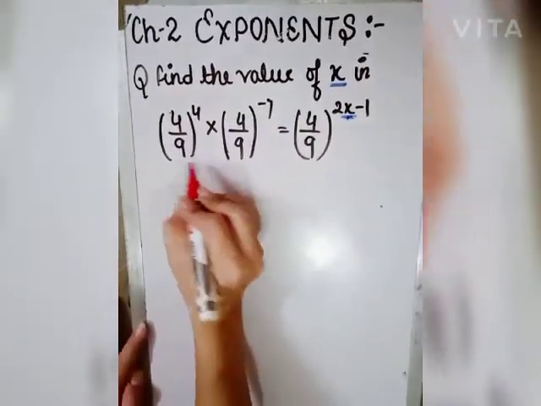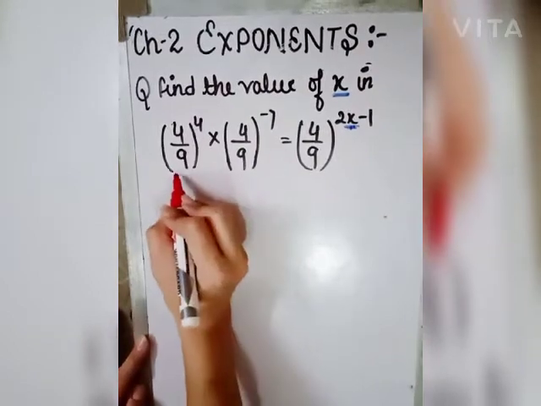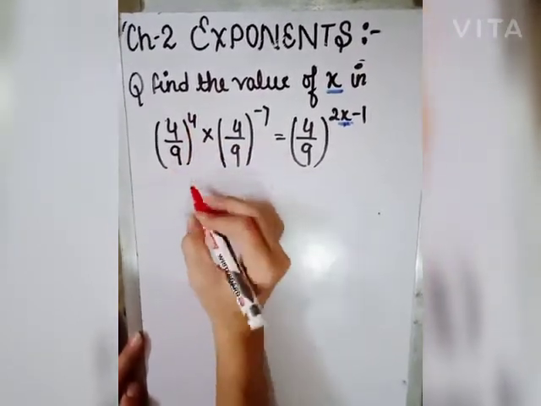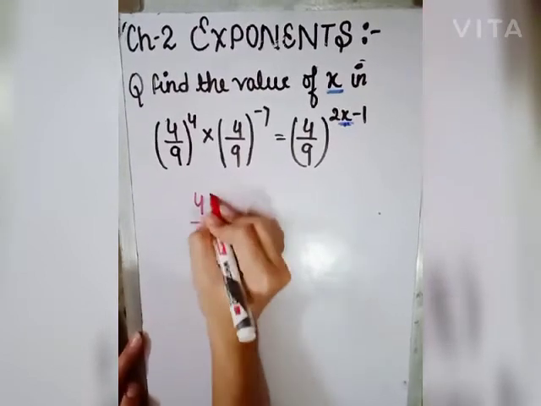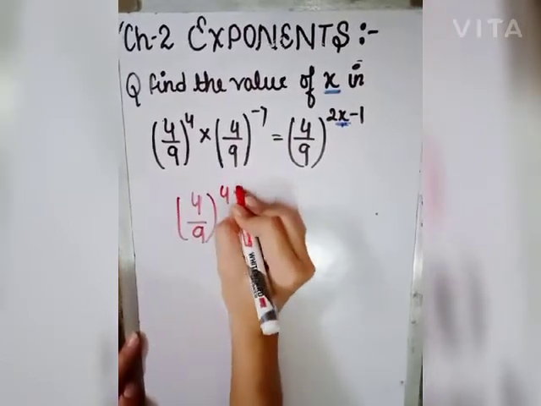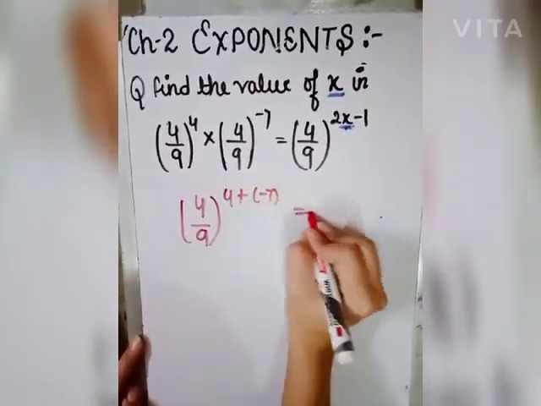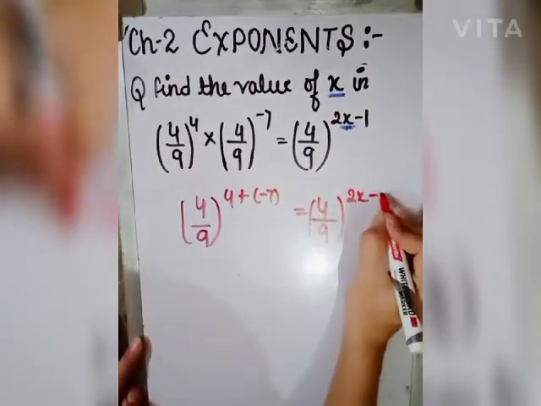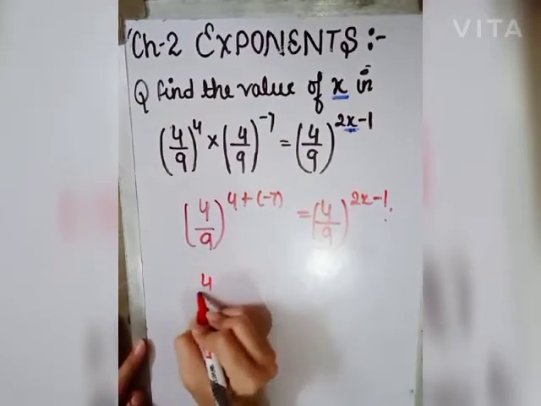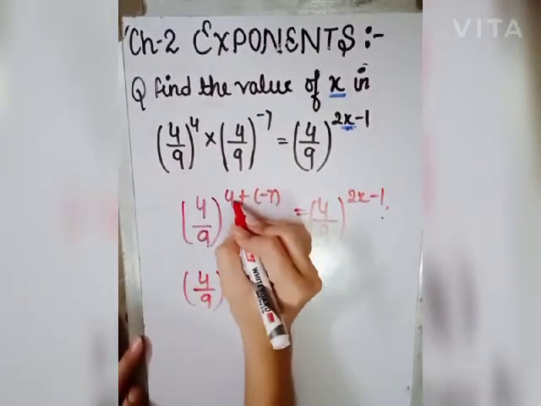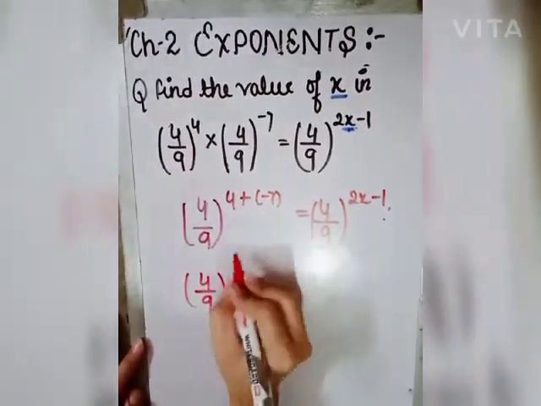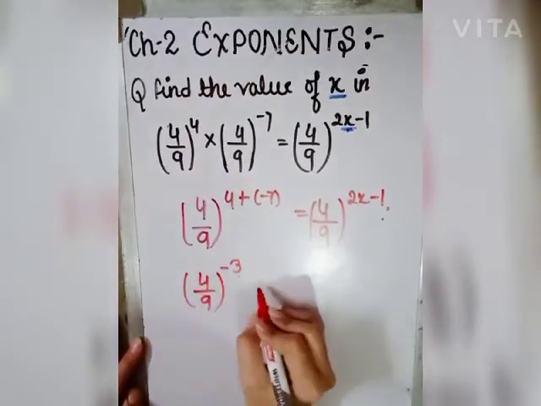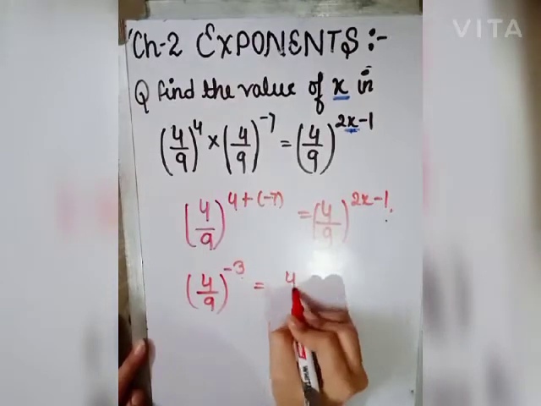So here first look at these two fractions. When the bases are in multiplication, we add up the powers. 4 plus minus 7. This will remain as it is. 4 upon 9 plus minus minus. 4 minus 7 is 3, and we will put the sign of minus because 7 is greater.